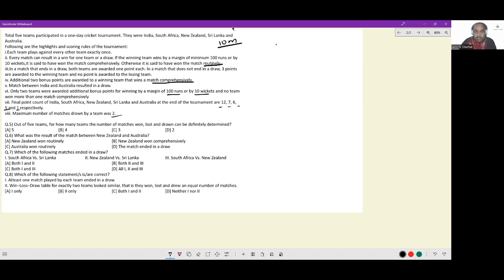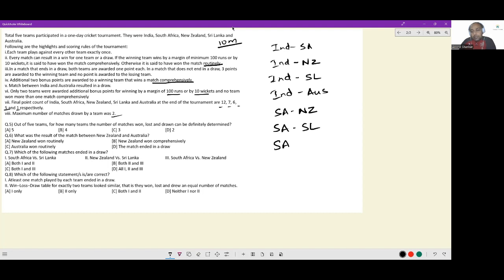I will write down all the matches that will happen. So I have India, South Africa, India, New Zealand, India, Sri Lanka, and India, Australia. Then we have South Africa, New Zealand, South Africa, Sri Lanka, South Africa, Australia. Then we have New Zealand, Sri Lanka, New Zealand, Australia. Finally, we have Sri Lanka, Australia.